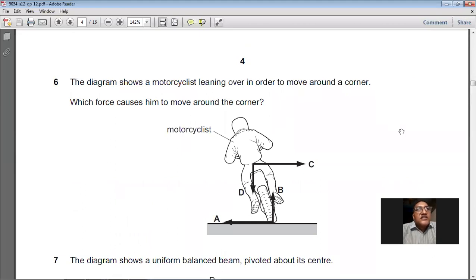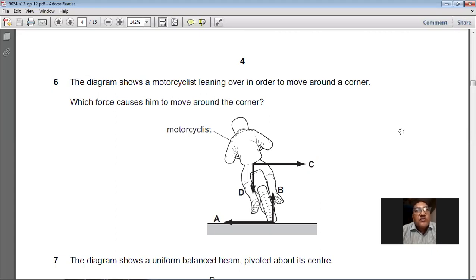The diagram shows a motorcyclist leaning over in order to move around the corner. Which force causes him to move around the corner? You know, when you move in a circular path, you need a centripetal force. And the centripetal force is always directed towards the center of that circle in which you are moving.